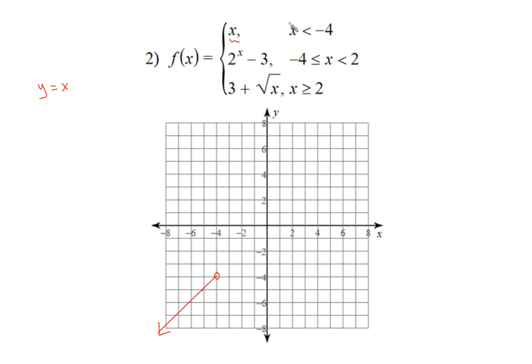Okay. Our second subfunction, y is equal to 2 to the x minus 3. Well, we need to plug in these values to find out where the coordinates are going to be, right? So I'm going to have 2 to the -4 power. If I simplify that, that's 1 over 2 to the 4th, so that gives me 1 over 16. Minus 3, right? If I get a common denominator, that's 1 over 16 minus 48 over 16. So I end up with -47 over 16.